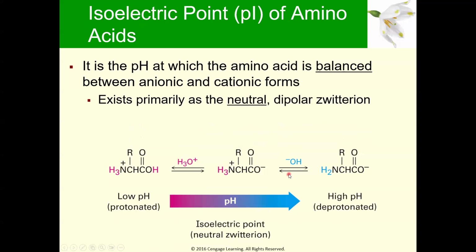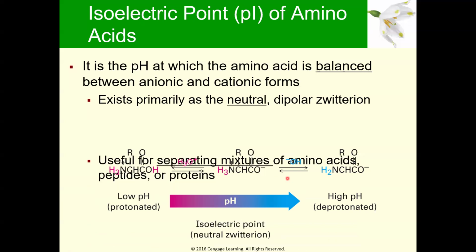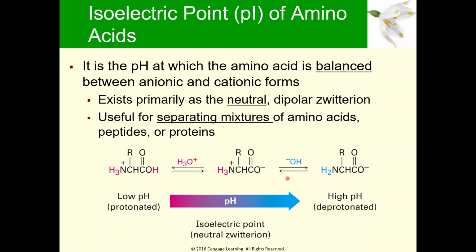Now, why is that important? Why do we care? Well, as we said before, at the isoelectric point, it exists as a neutral dipolar Zwitterion. But if you can control what kind of charge is on that amino acid by lowering or increasing the pH above or below that isoelectric point, then you can exploit that to separate out not only amino acids, but things made of amino acids like peptides, like proteins. And so this is used quite a bit to separate out mixtures of amino acids and proteins.